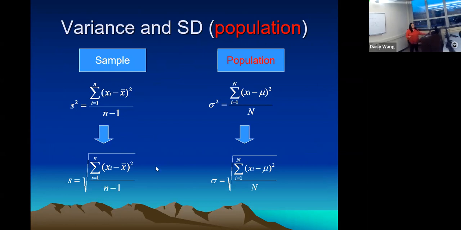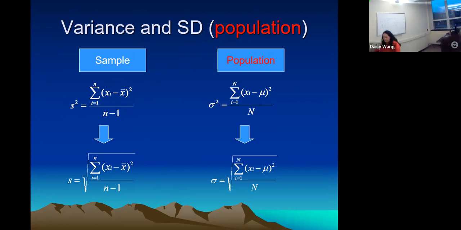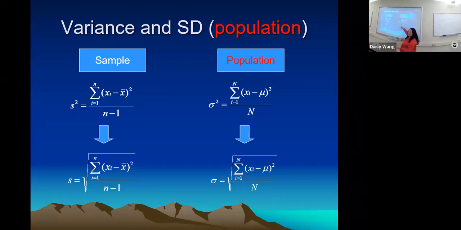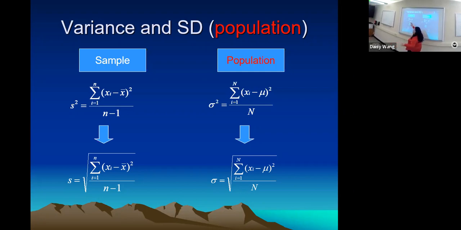So when we have population, the only difference is the sample size. When we use samples, the smaller sample, the denominator we use is n-1. When you see the question or the data saying that it's a population, or they give you the population n, then you just use n.